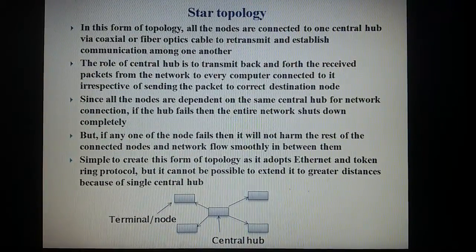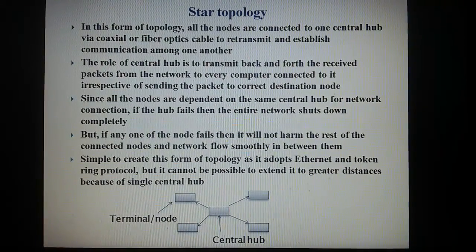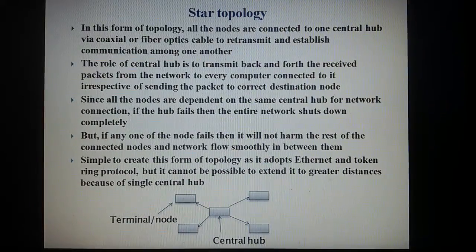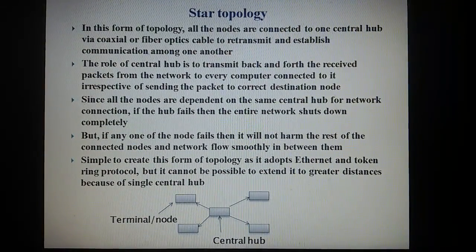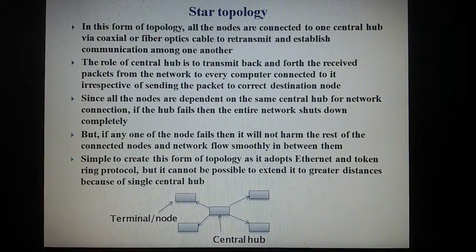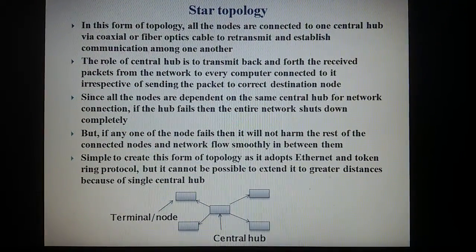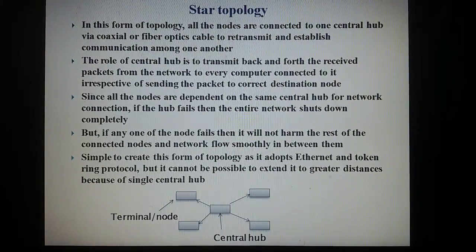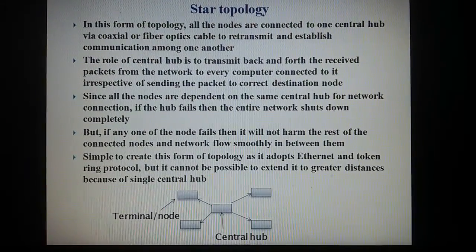Star topology. In this form of topology, all the nodes are connected to one central hub via coaxial or fiber optic cable to retransmit and establish communication among one another. The role of the central hub is to transmit back and forth the received packets from the network to every computer connected to it, irrespective of sending the packet to the correct destination node.